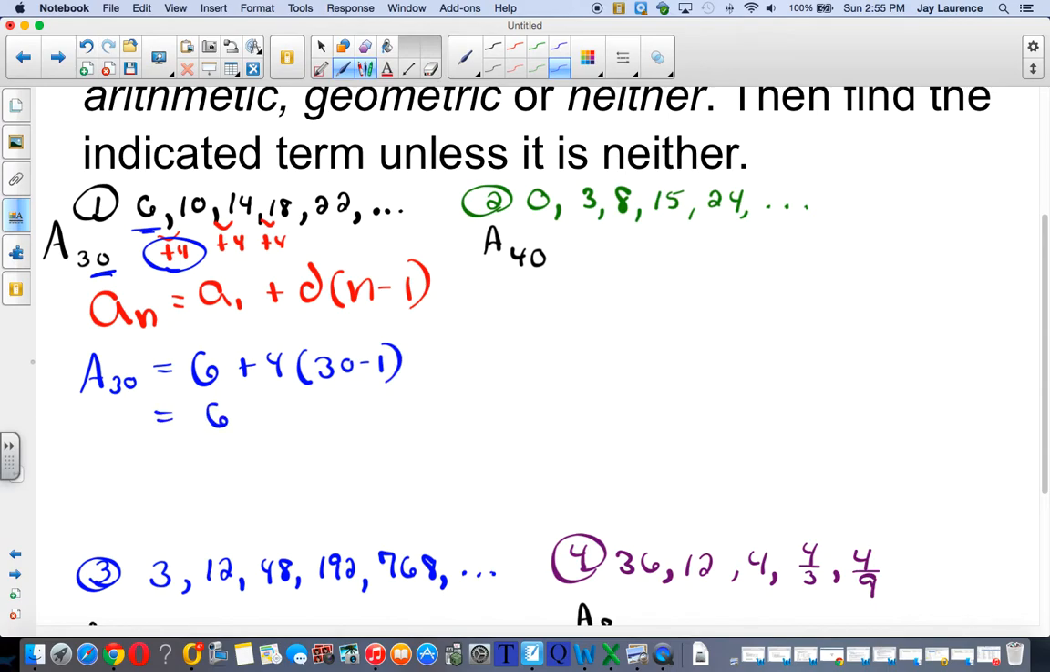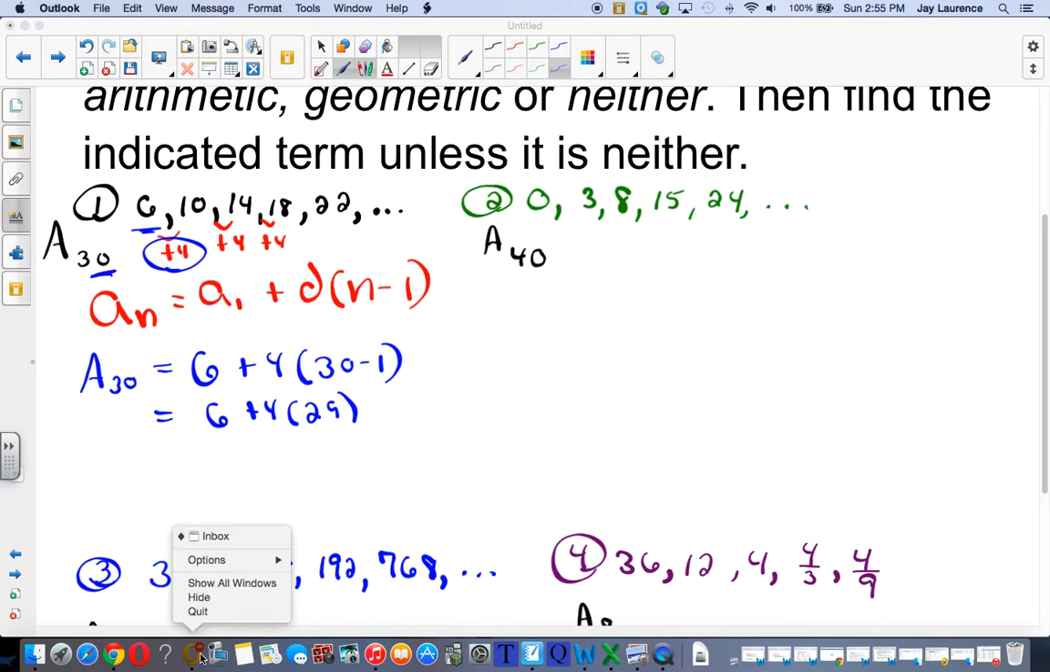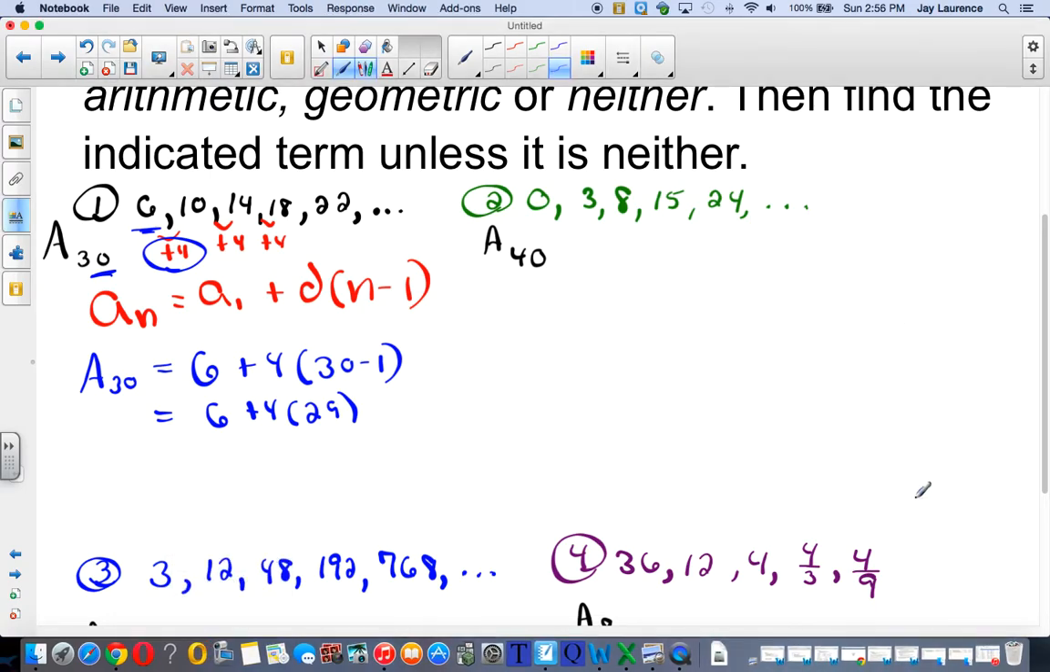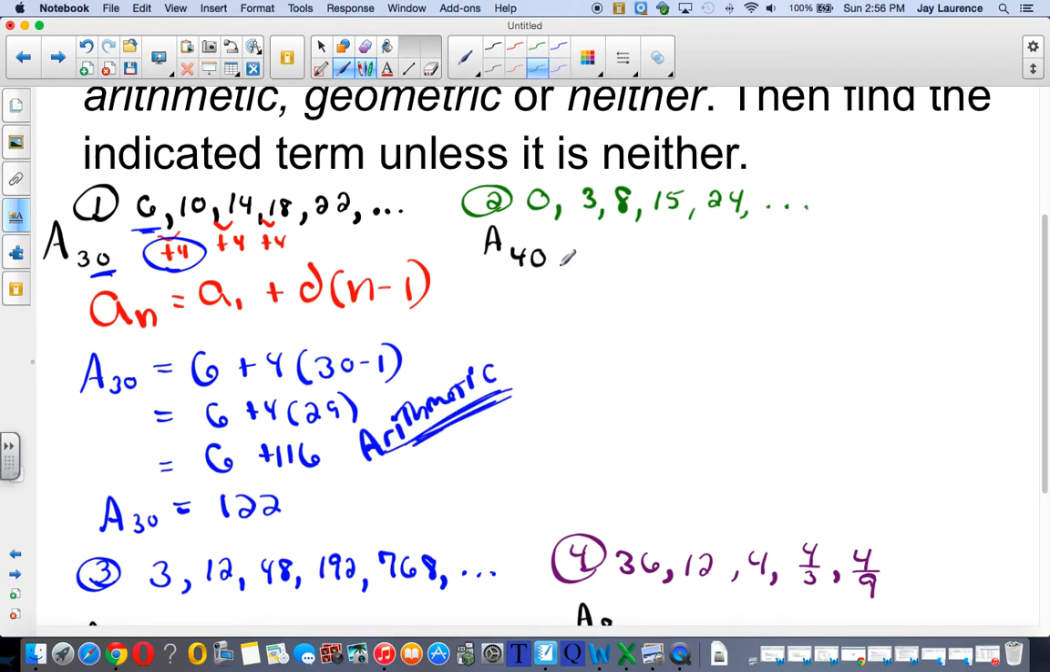So a sub 30 is going to be 6 plus 4 times 29. And hold on a second here. Okay, so 4 times 29. Well, 4 times 30 would be 120. I think it's going to be 116. Right? And I'm going to add 6 to that, and I'm going to get 122. So a sub 30 is 122. It's arithmetic. I don't want to forget to say that because the directions specifically say arithmetic. Okay? All right.